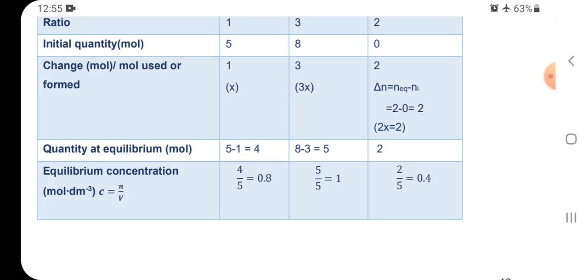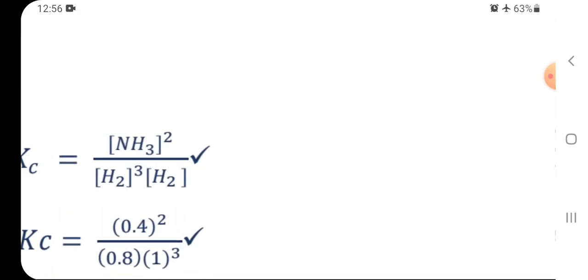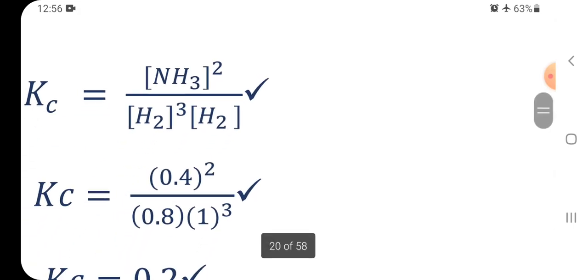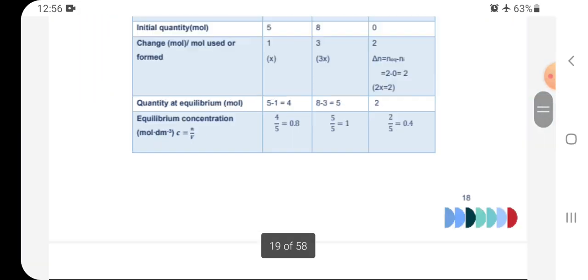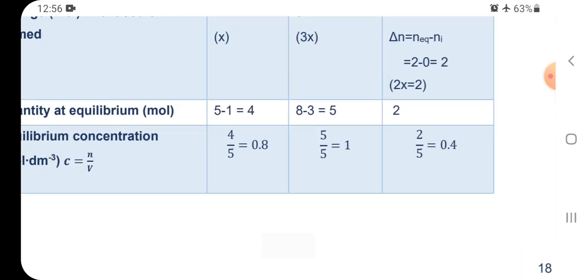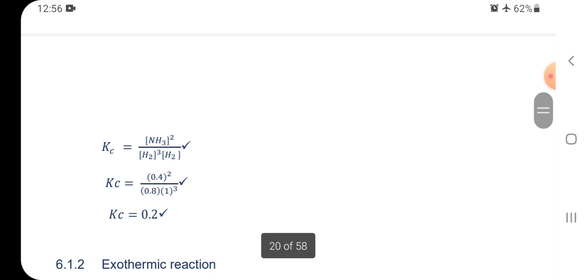That will be the equilibrium concentration. And here we do products over reactants. So we substitute in square brackets. Those elements you substitute in the square brackets, but the numbers in round brackets. So all the answers we got as equilibrium concentrations are the ones that we will substitute there, and then the Kc is 0.2. So this is how you get your 7 marks.